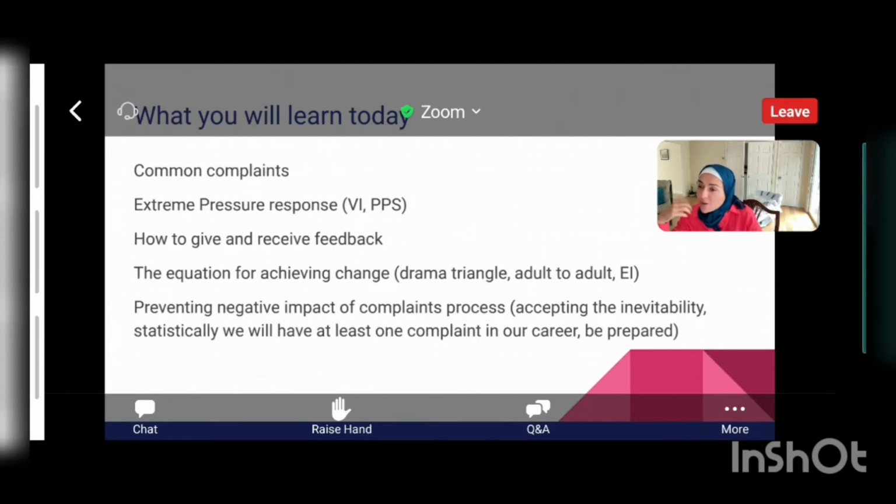To some extent, we all have to accept as medical professionals, as surgeons, that it's inevitable that at some point in our career, a patient will not be 100% satisfied with the care that they receive. It is inevitable statistically that we will receive at least one complaint in our career. So it's kind of like there is no surgeon who doesn't have a complication, right? It's similar. There's no healthcare professional who won't have a complaint. So let's not treat it like something that devastates us completely.